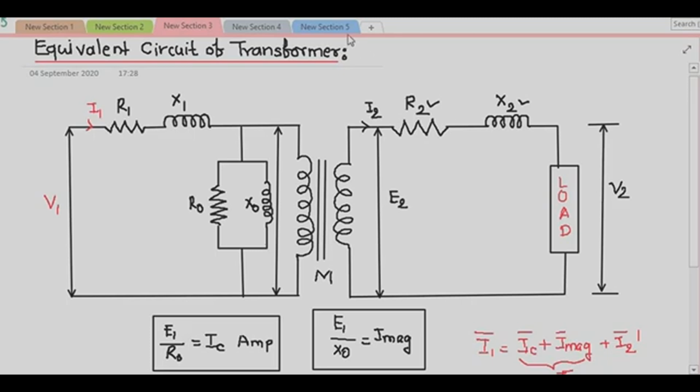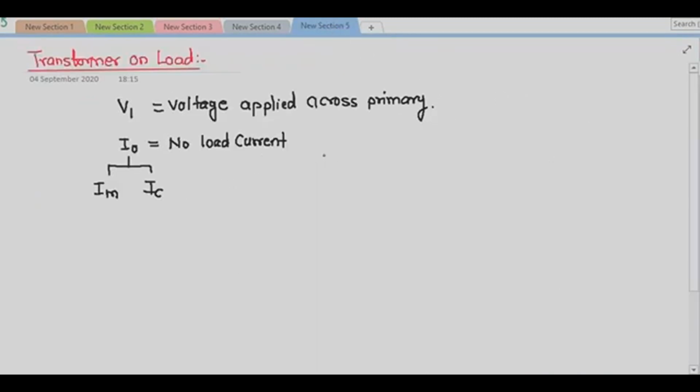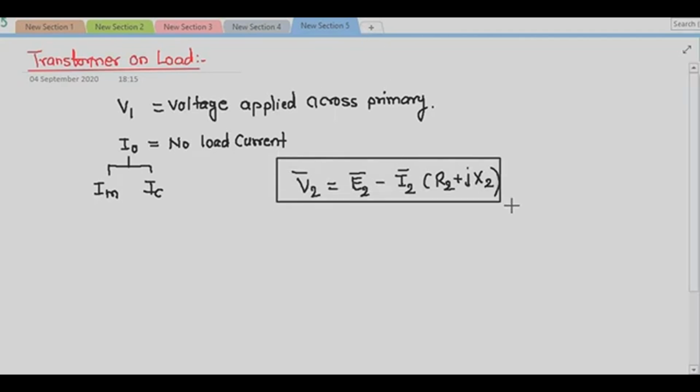So, I can write down V2 is the vector sum of E2 and the drops. So I will subtract the drops in the resistance and leakage reactance of the secondary from E2 so that I will get the voltage across the secondary of the transformer. Okay, this is in volts.